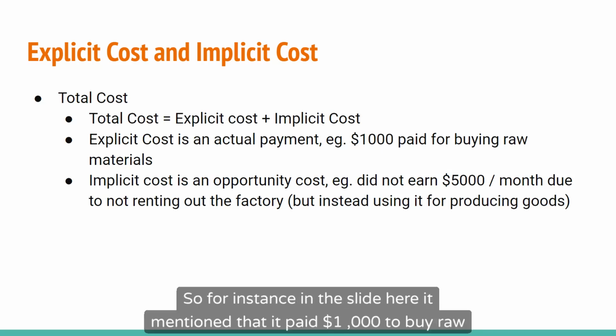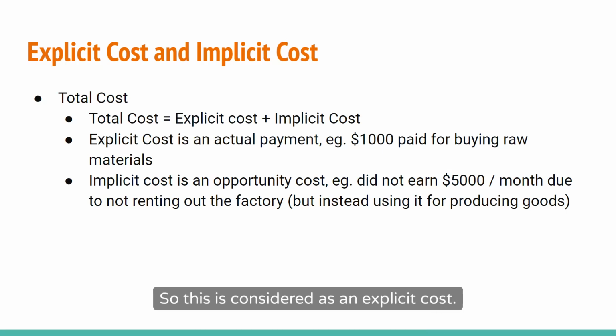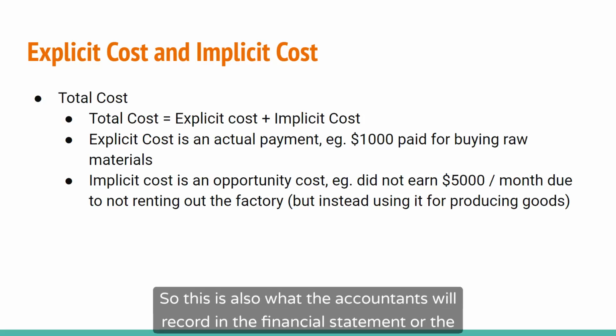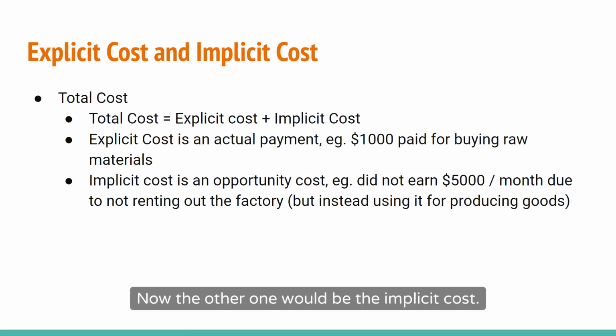So for instance, in the slide here, it mentioned that it paid $1,000 to buy raw materials, right? So there was an actual payment of $1,000, or $1,000 actually exchanged hands. So this is considered as an explicit cost. Okay, so this is also what the accountants will record in the financial statement or the income statement, to be specific. All right. Now, the other one would be the implicit cost.